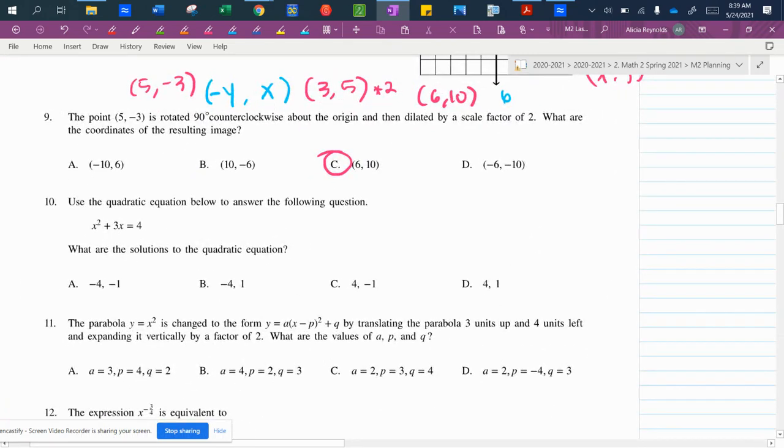So number 10, see if you guys can use the quadratic equation to solve this. If I have the opposite of b plus or minus the square root of b squared minus 4ac all over 2a. Make sure that we know that this has to be equal to 0 first. Everybody take a second and see if we can solve that one.